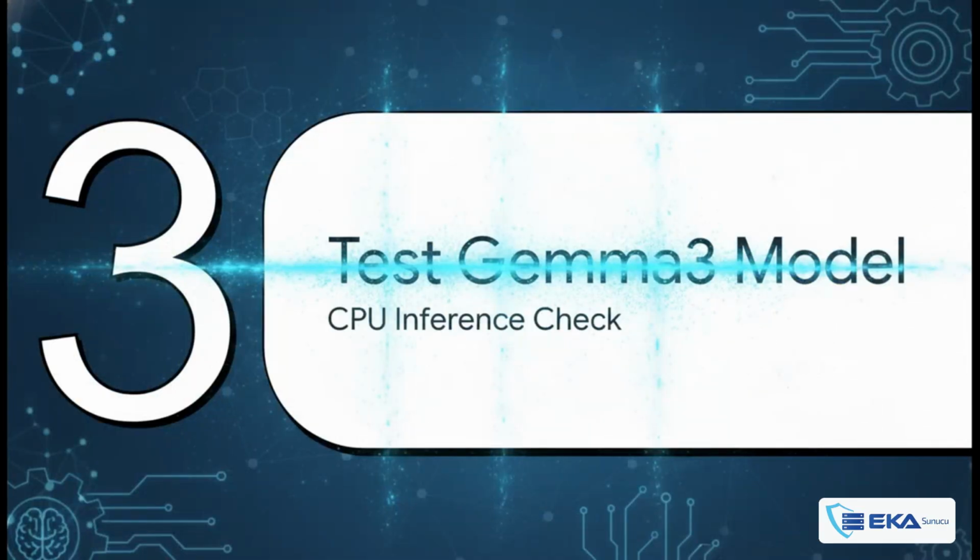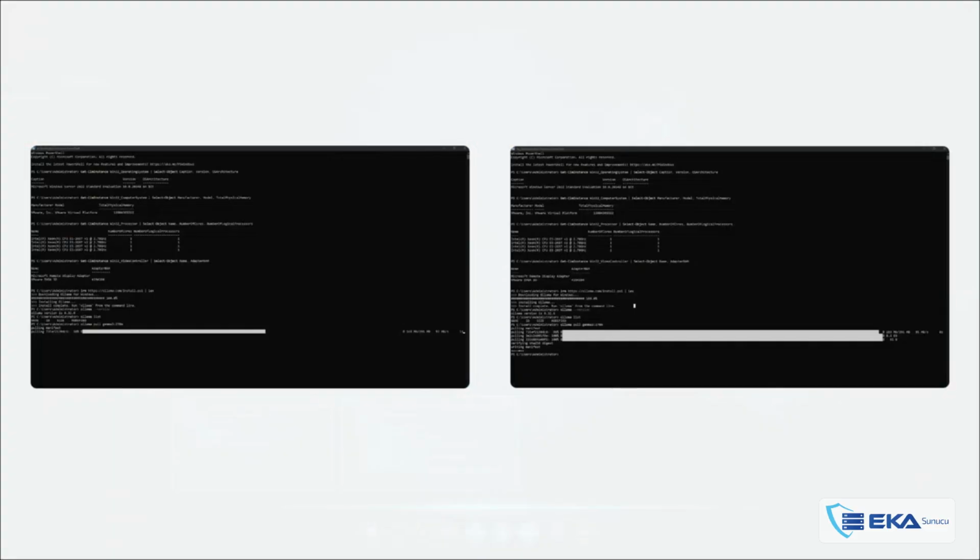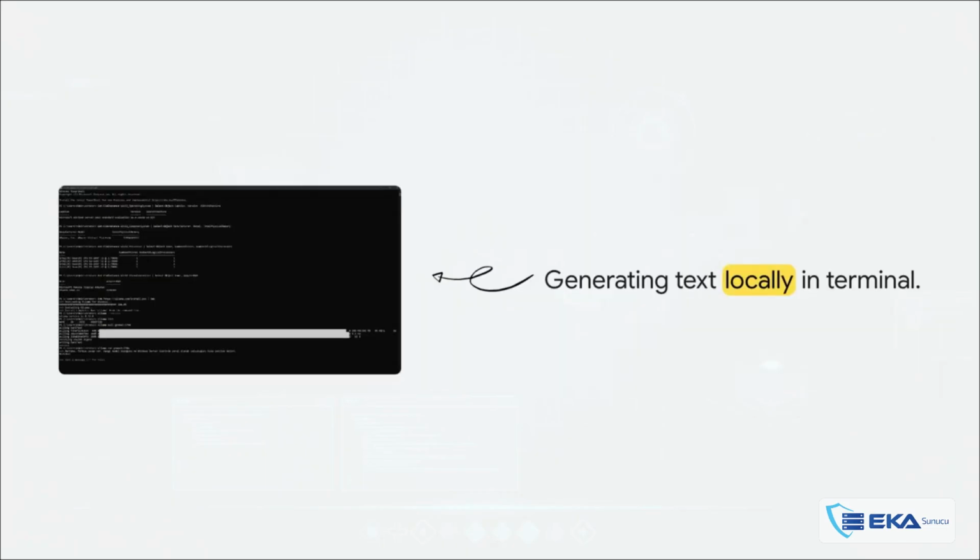All right, on to step 3. We're testing the Gemma 3 model with a quick CPU inference check. Here we're going to pull down the Gemma 3 270M model. You might ask, why the specific one? Well, it's incredibly lightweight. It clocks in at just about 291 megabytes. You can see how fast that download is going. Because it's so compact, it's absolutely ideal for our initial CPU-only testing. And this brilliantly illustrates our first major win.